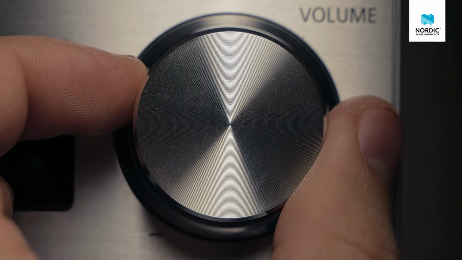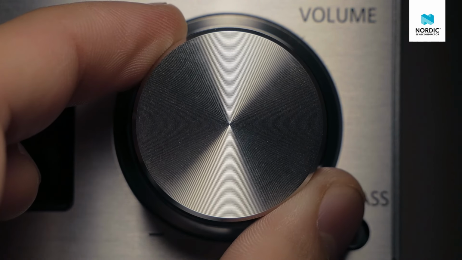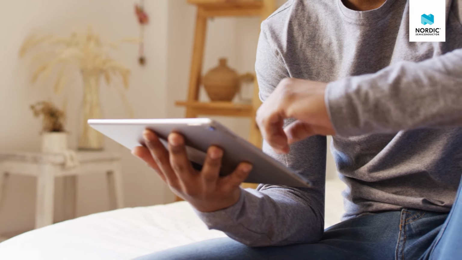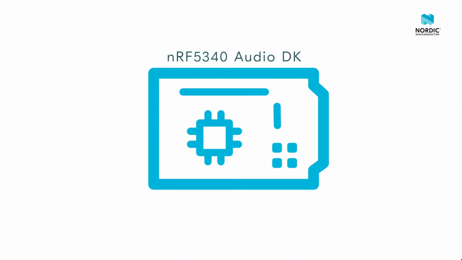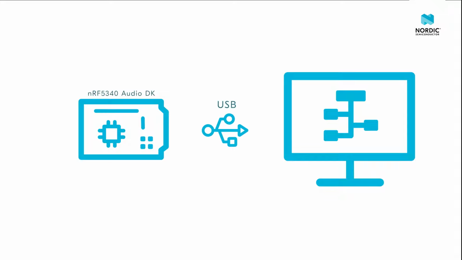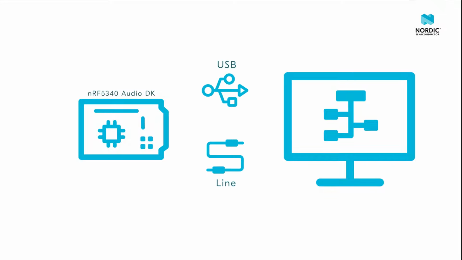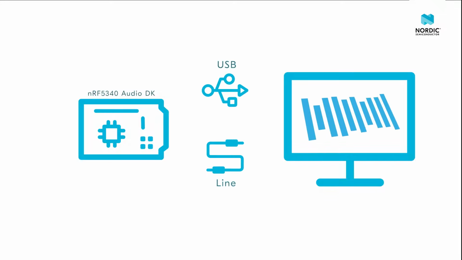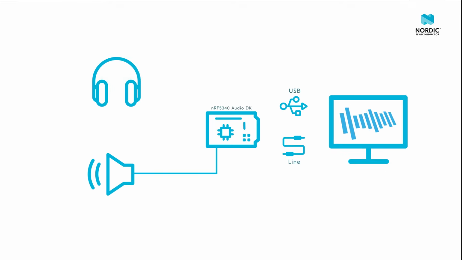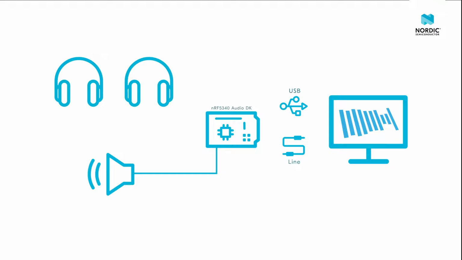Our first device is a Bluetooth LE audio broadcaster or audio source device. We want to transmit audio streams to other devices. The kit can be configured to connect to a PC via USB or simply get a line-in signal to transmit an audio stream. We can broadcast or directly connect to one or more audio sink devices like headphones or speakers.